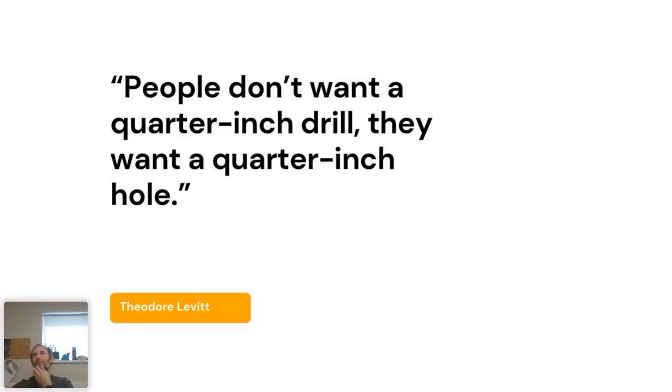So if someone came up with a different way of putting a quarter inch hole in the wall, that'll be the end of drill bits. So it's focusing in on what the need is as opposed to what the first solution that comes to mind is.